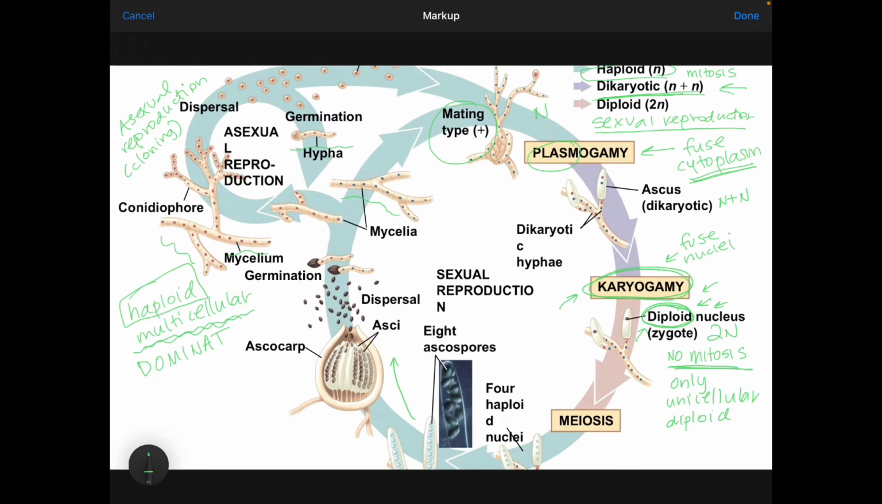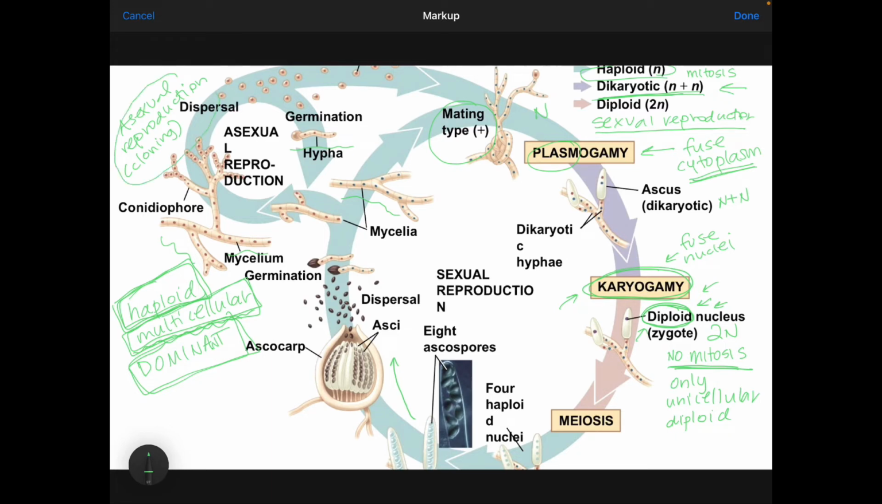Again, mitosis is only happening in the blue stages, so mitosis in the blue stages when it is haploid. The haploid stage in fungus is multicellular, and the haploid multicellular stage is dominant. Oh, I forgot an N there, dominant.